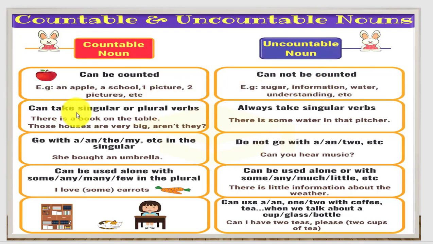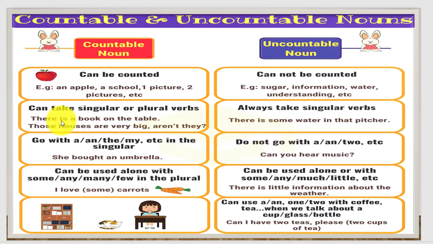It can, as you can see in the second box, take singular or plural verbs, which means you can use a singular verb or a plural verb with a countable noun. There is a book on the table. Here, a book is a singular noun, and is is a singular helping verb. There is a book on the table.